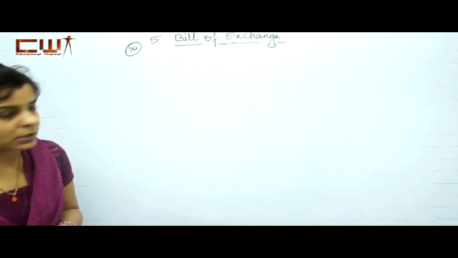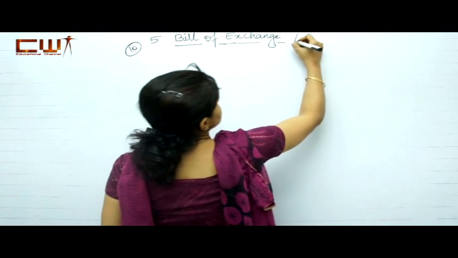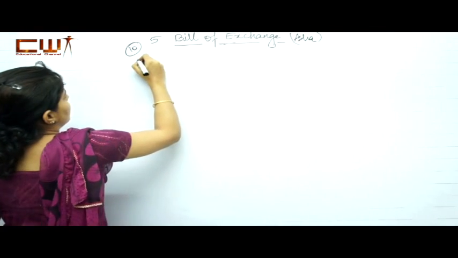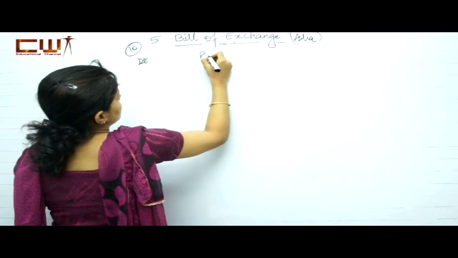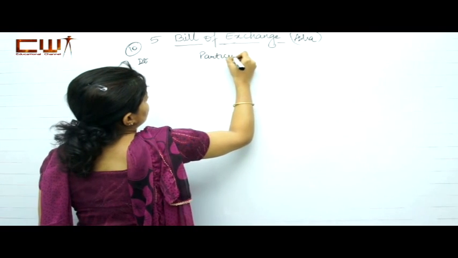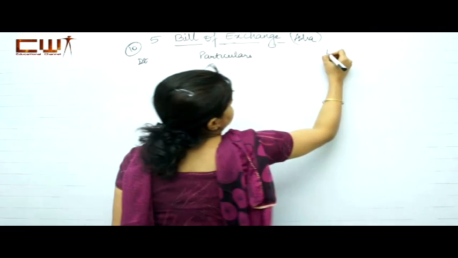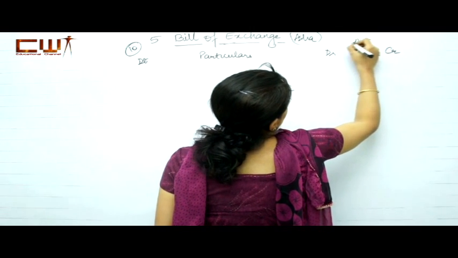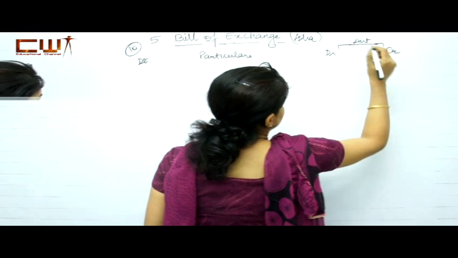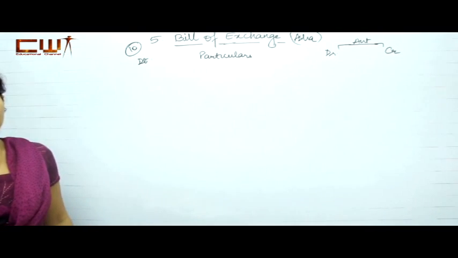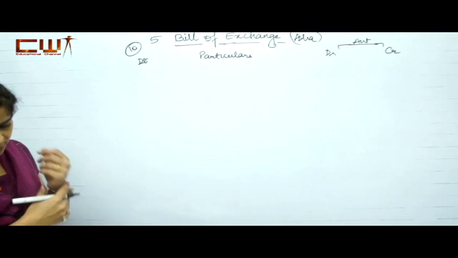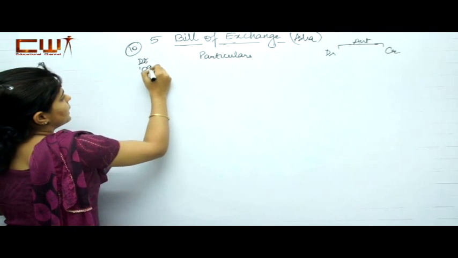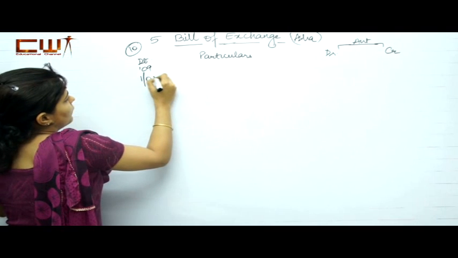So Asha is the drawer. You are giving the journal entries in the books of Asha, the drawer. You will have date, particulars, debit, credit, that is the amount of debit and credit. So in the books of the drawer, what is the entry? They say it is 1st of February, 2009.